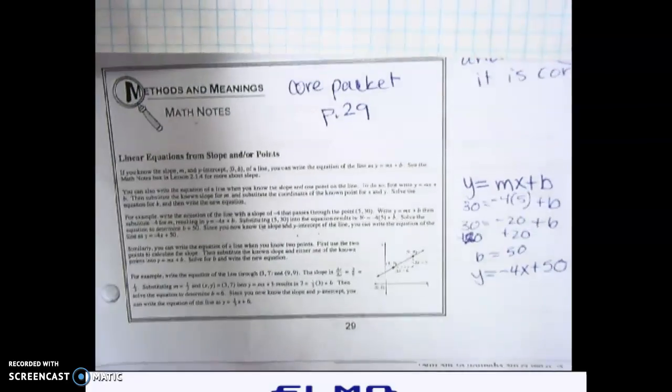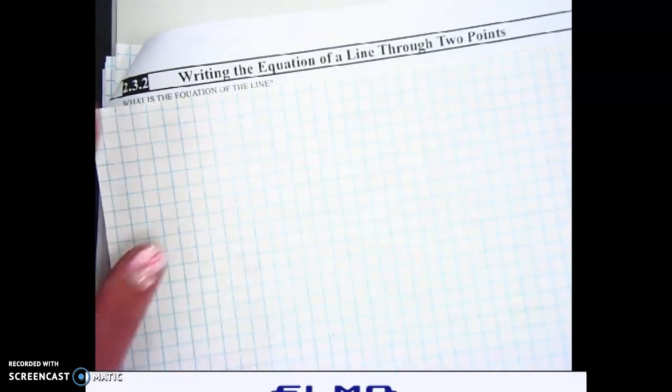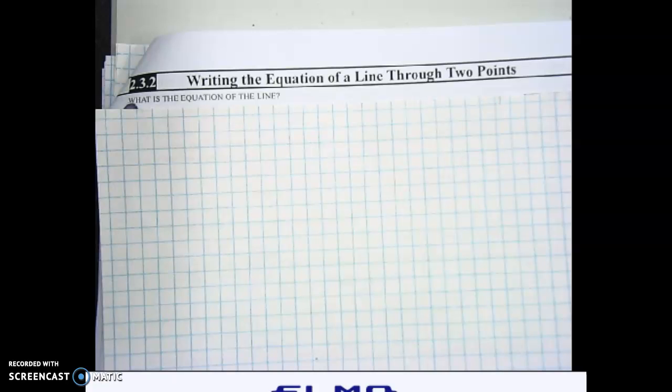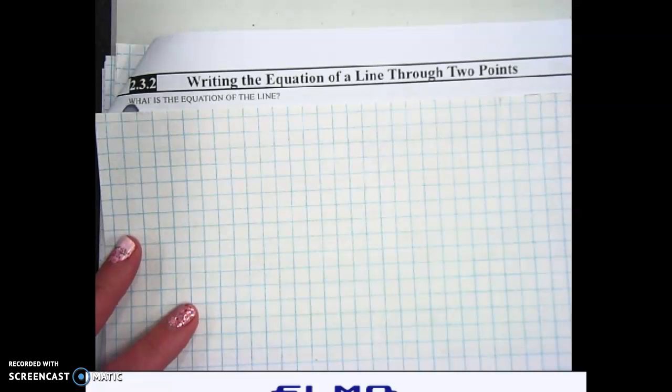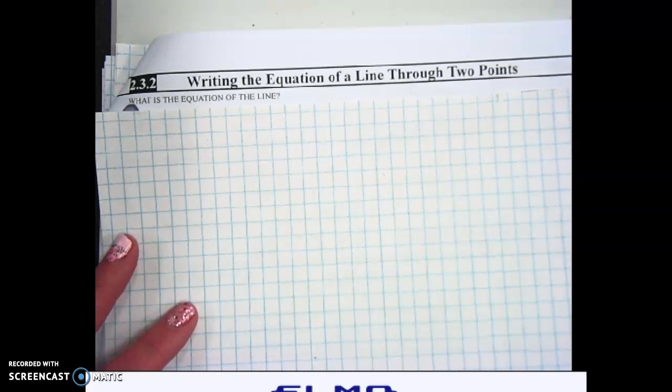All right. So today you're going to work on section 2.3.2. 2.3.2 is called writing the equation of a line through two points. Okay? What is the equation of a line? We just saw it in the math notes box multiple times. It starts with y, right? You can tell me what it is. Y equals what?